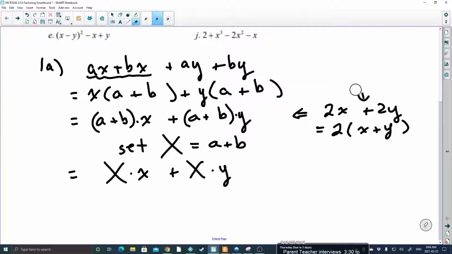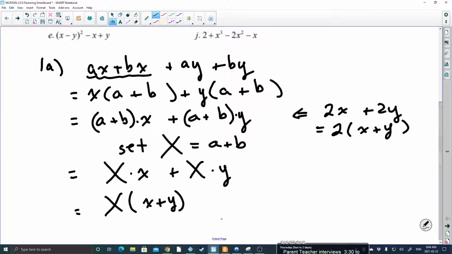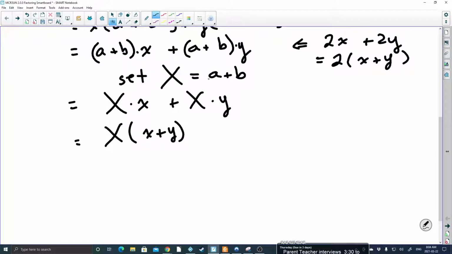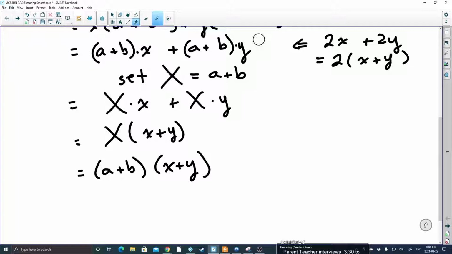So we can factor out that capital X. And we're going to have x plus y left over. And if you use a variable substitution like this, at the very end, you're going to resubstitute what the capital X was. We had set capital X to be a plus b. So we're going to resubstitute a plus b in there. And now you can see that the a plus b from the line above has been factored out in front of the x plus y, which has been grouped together in a second bracket, and we have now factored this by grouping.